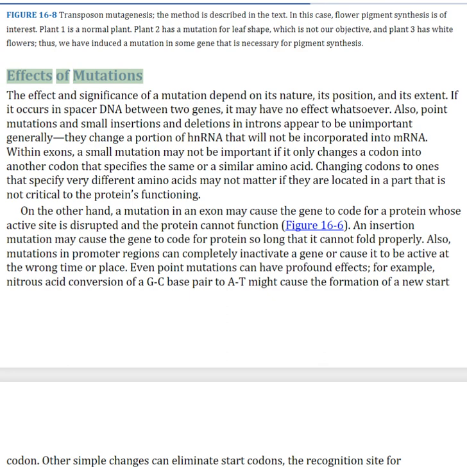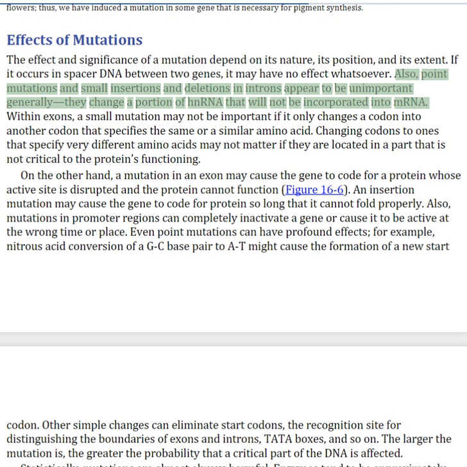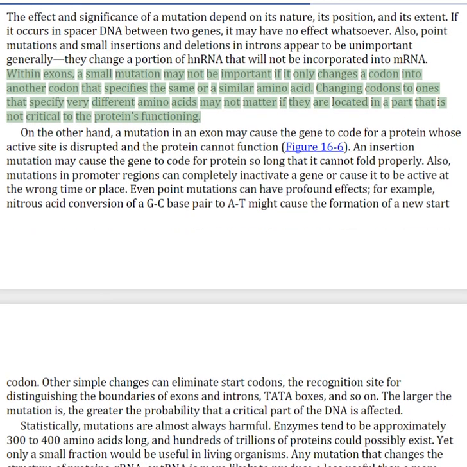Effects of mutations. The effect and significance of a mutation depend on its nature, its position, and its extent. If it occurs in spacer DNA between 2 genes, it may have no effect whatsoever. Also, point mutations and small insertions and deletions in introns appear to be unimportant generally. They change a portion of hnRNA that will not be incorporated into mRNA. Within exons, a small mutation may not be important if it only changes a codon into another codon that specifies the same or a similar amino acid.